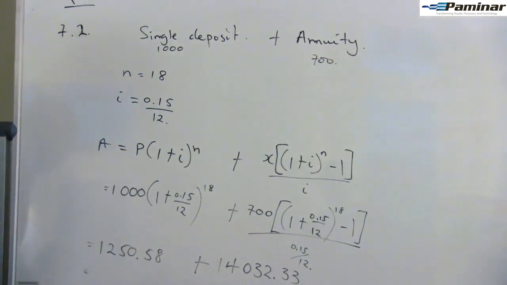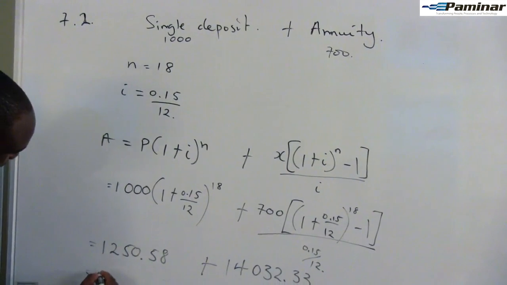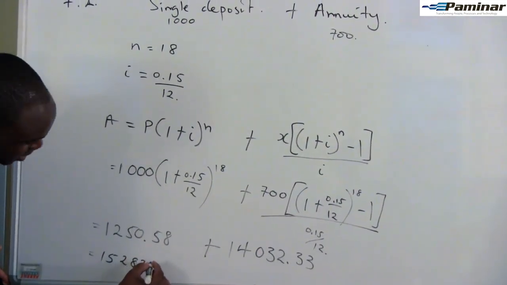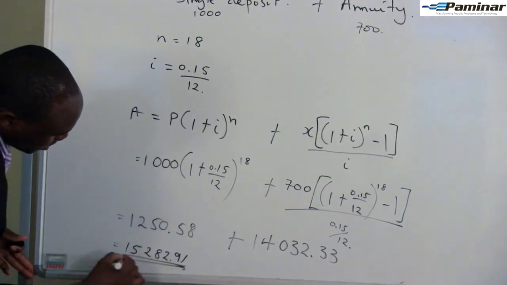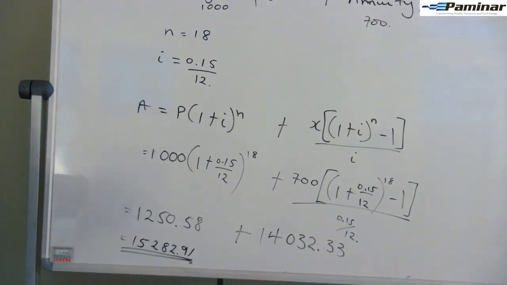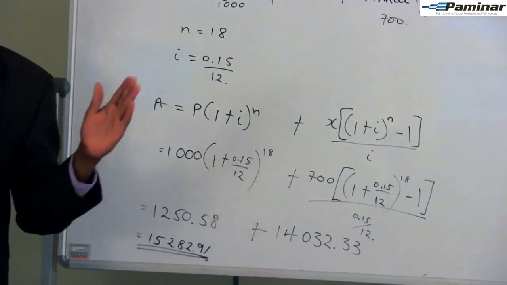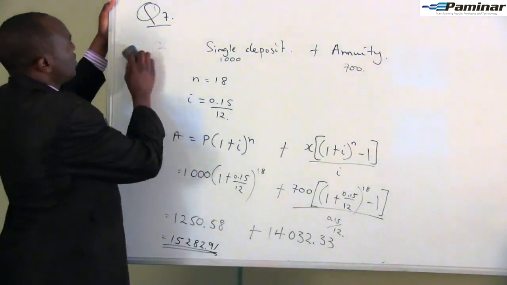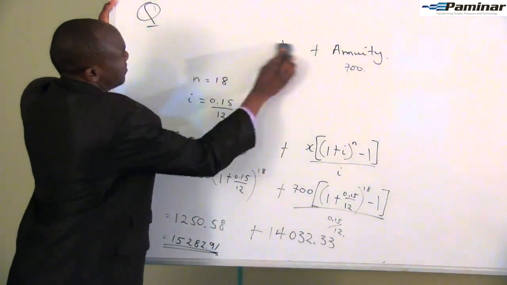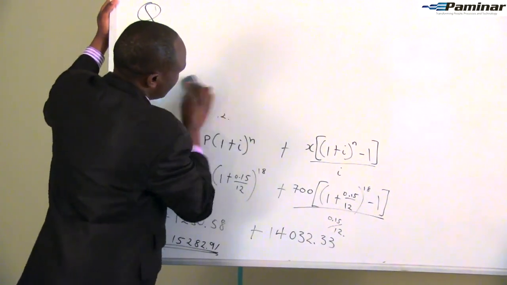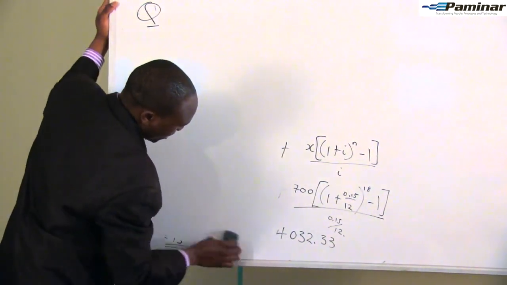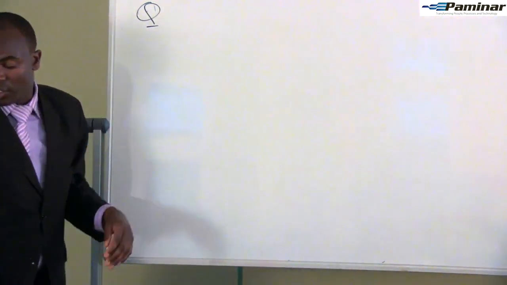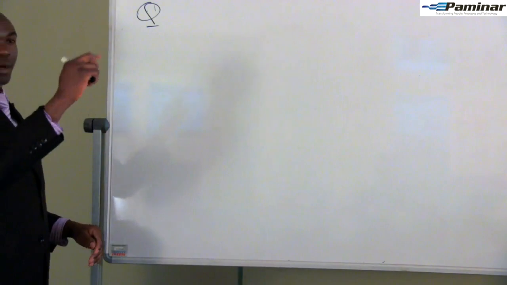Alright, so the total there will be 15,288.91. Done. So that is the amount that should be in your savings account immediately after the last deposit is made. Is it clear? Now let's do question 8. If you notice on question 8, it talks of f prime x.